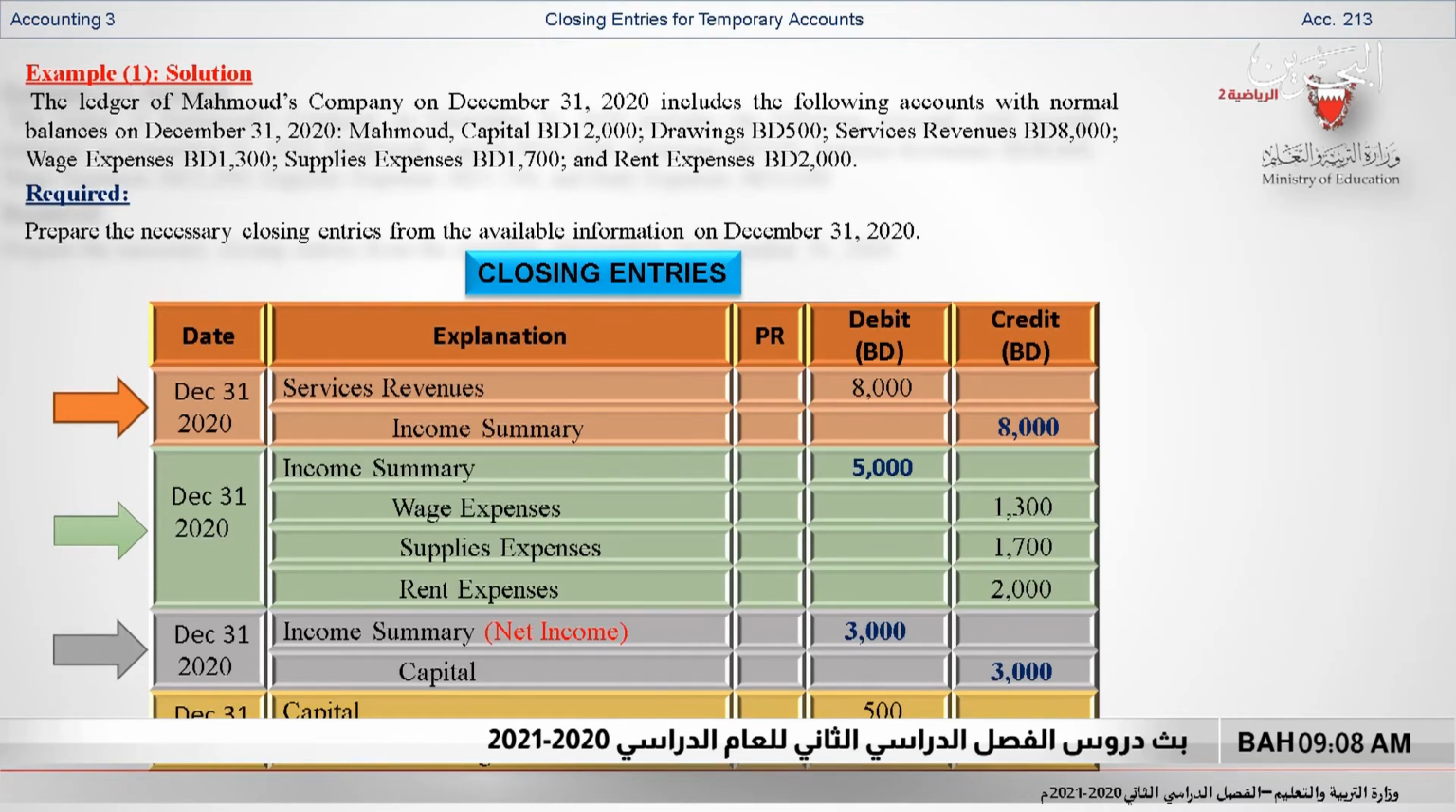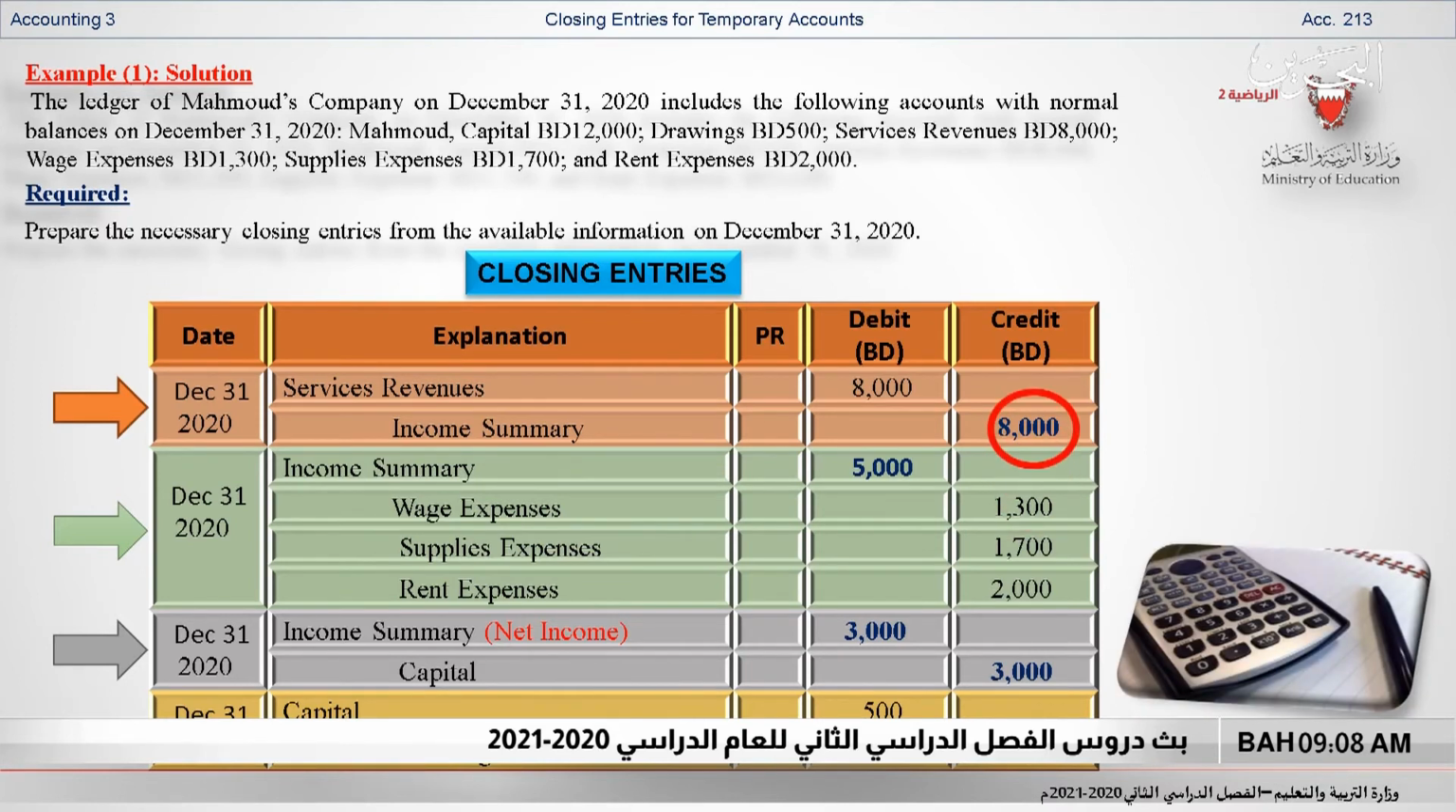The third step is to transfer the income summary balance to the capital account. Prepare a journal entry that clears out the income summary account. This entry transfers the net income of the business to the owner's capital account for BD 3000, which is 8,000 minus 5,000 equals a net income of 3,000. And debit income summary by 3,000 BD, credit capital account for 3,000 BD.